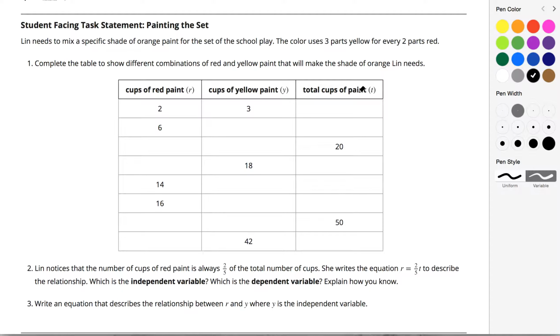All right, so now that you should have had a chance to open back up to our lesson, we're going to look at this activity. It says, Lynn needs to mix a specific shade of orange paint for the set at the school play. The color uses 3 parts yellow for every 2 parts red. Complete the table to show the different combinations of red and yellow paint that will make the shade of orange that Lynn needs. So I want you to take a couple minutes and do this piece by yourself, because I know that you absolutely can do this. So take 3-4 minutes, pause the video, work through this on your own, fill in all of those values, and then when you're ready, play the video again, and let's see if we match.